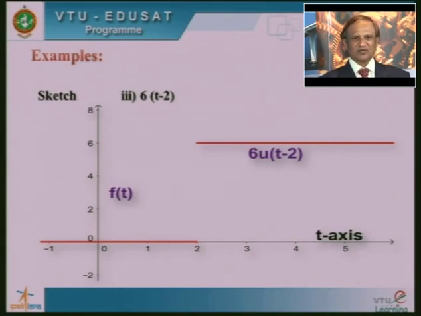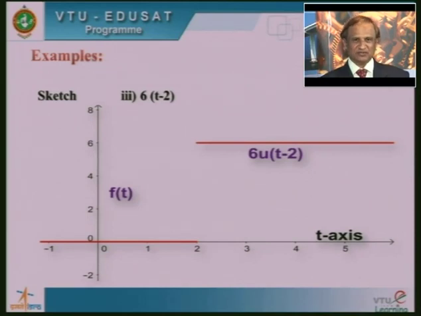Is it clear? What you are observing in violet color is correct. So it means you can draw the curve u of t minus 2. T minus 2 means it is shifted by 2. When we are multiplying with 6, that's why it is maintaining the height of 6 units instead of 1 unit.